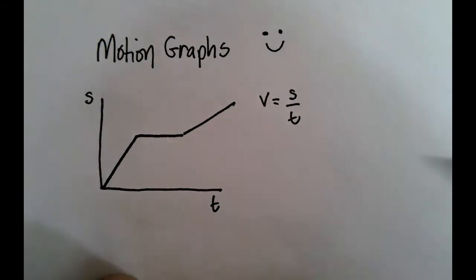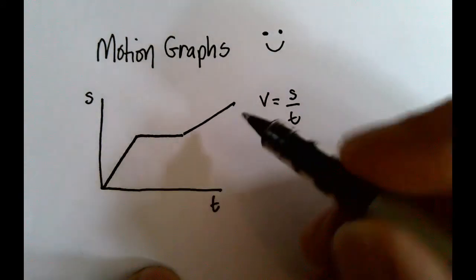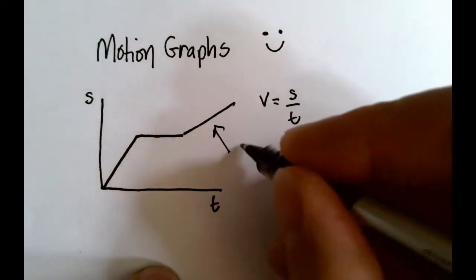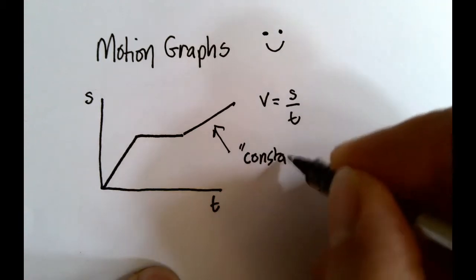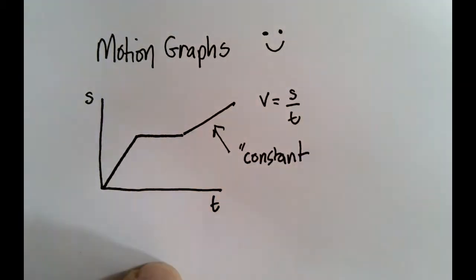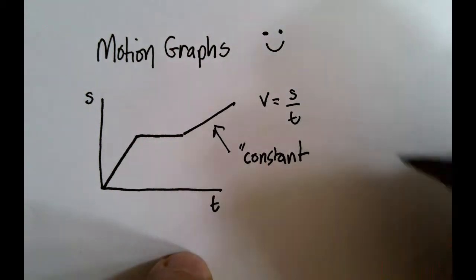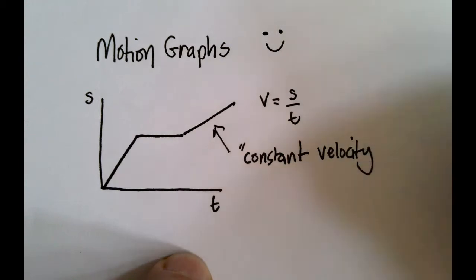The next thing that you're going to have to think about is how you would describe this line. Now, this line is a straight line, and if it's straight, you always want to include that it is constant. So, on a velocity time graph, the straight line would be a constant acceleration. On a displacement time graph, the straight line tells you that you're going at a constant velocity.